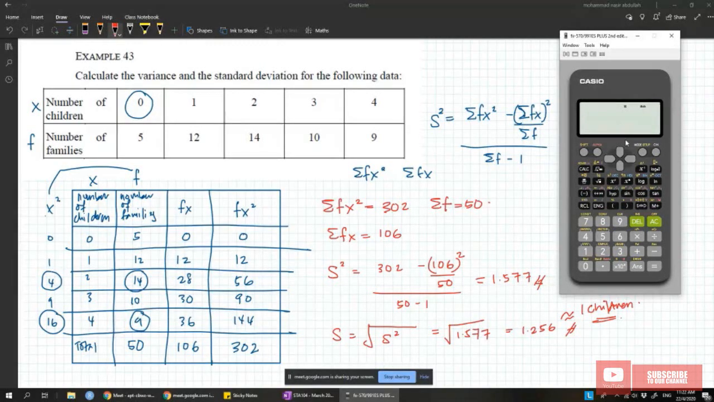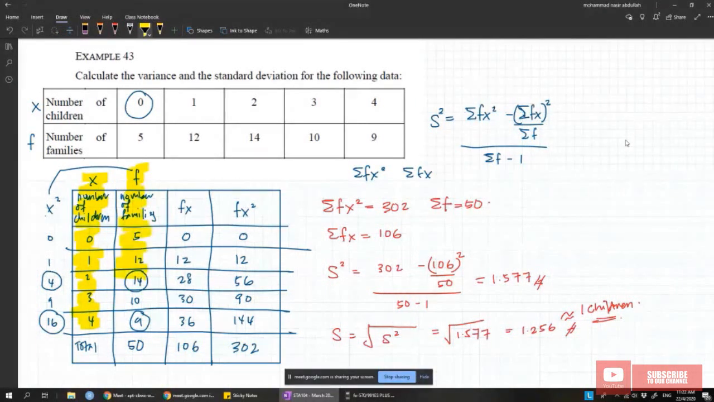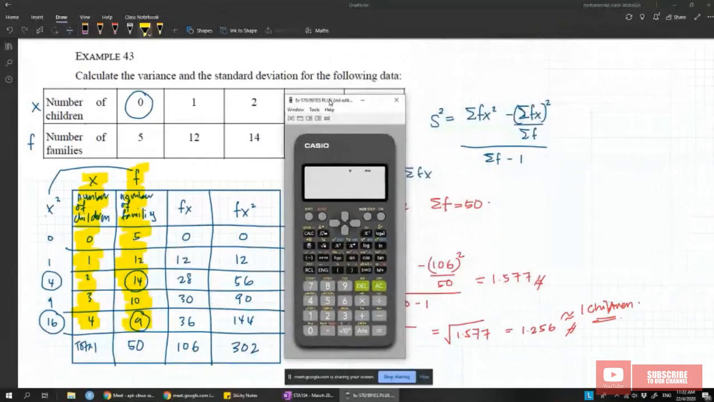And then you need to understand this is a frequency table. So we have the X value here, and we have the F value. So now you see?